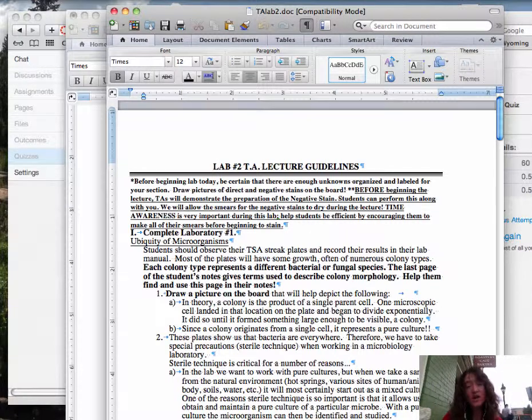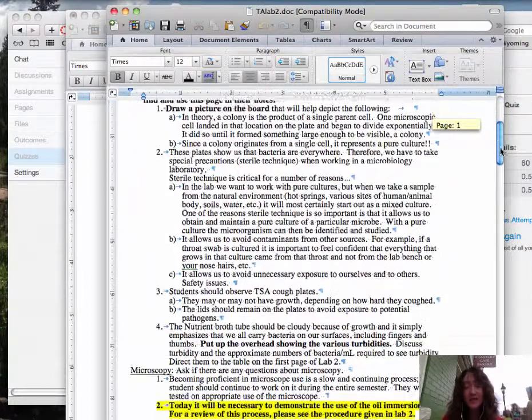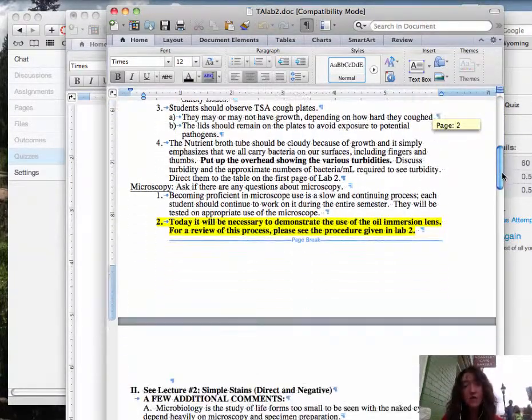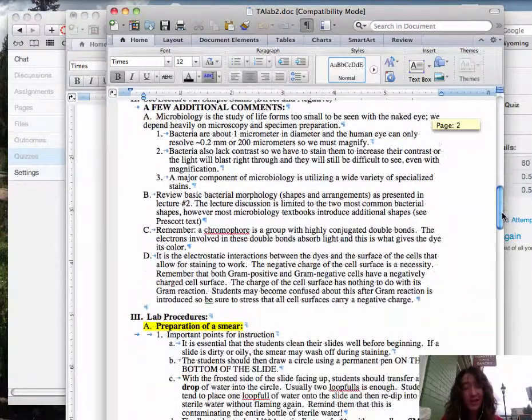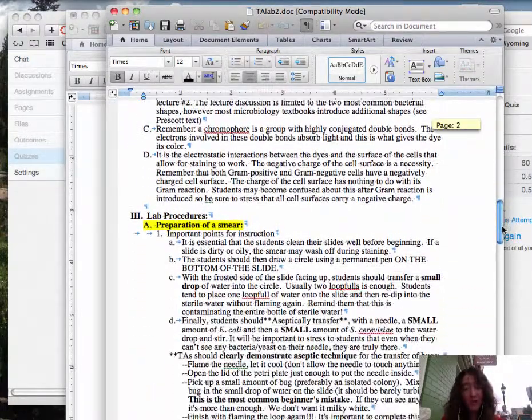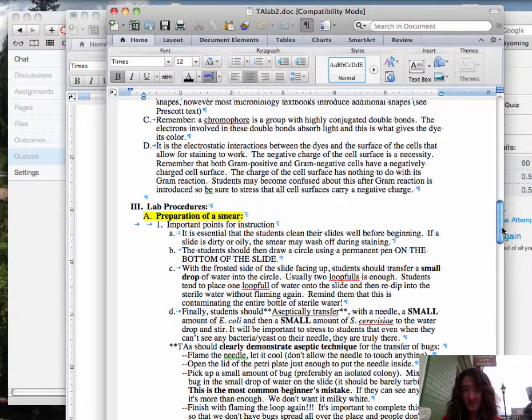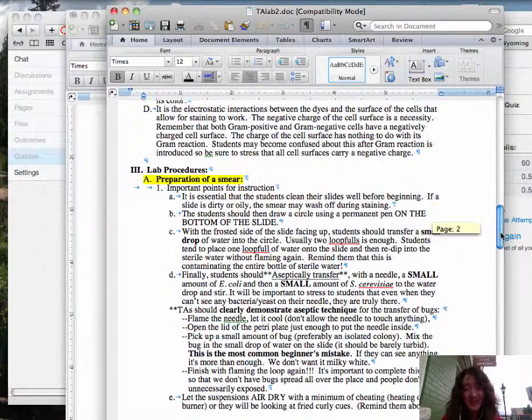We will then want to show them how to go to oil immersion. I've highlighted all of these things in the TA guidelines that you will need to be ready to do for lab on Thursday. So recognize this as being your particular responsibilities come Thursday.